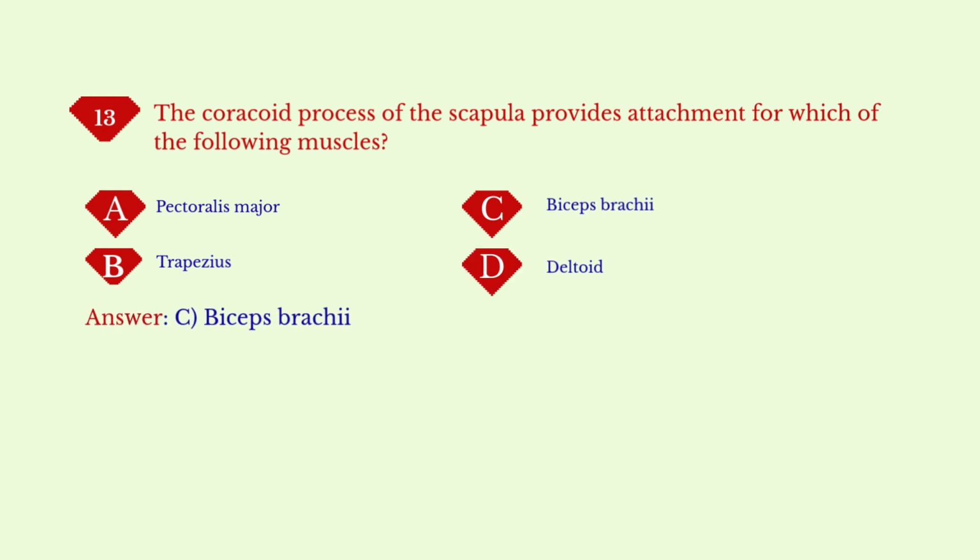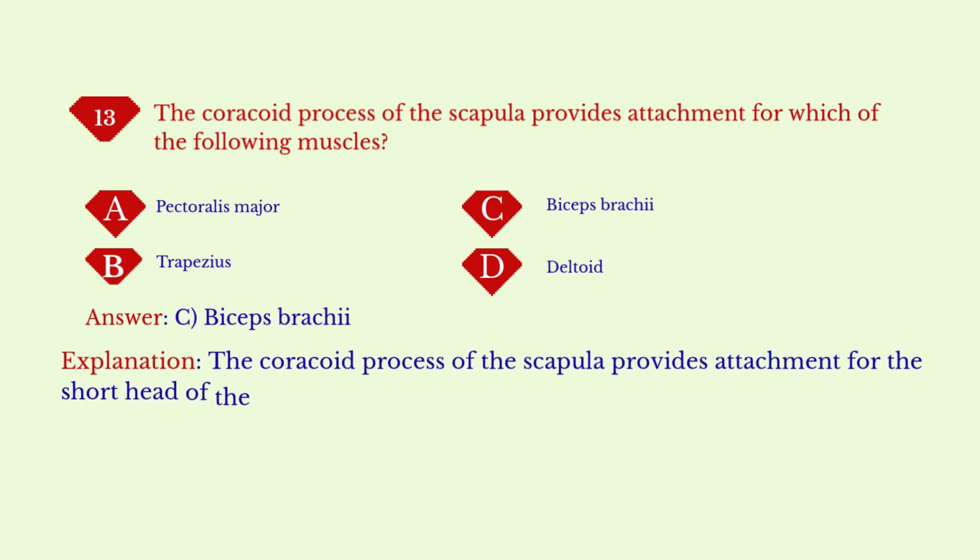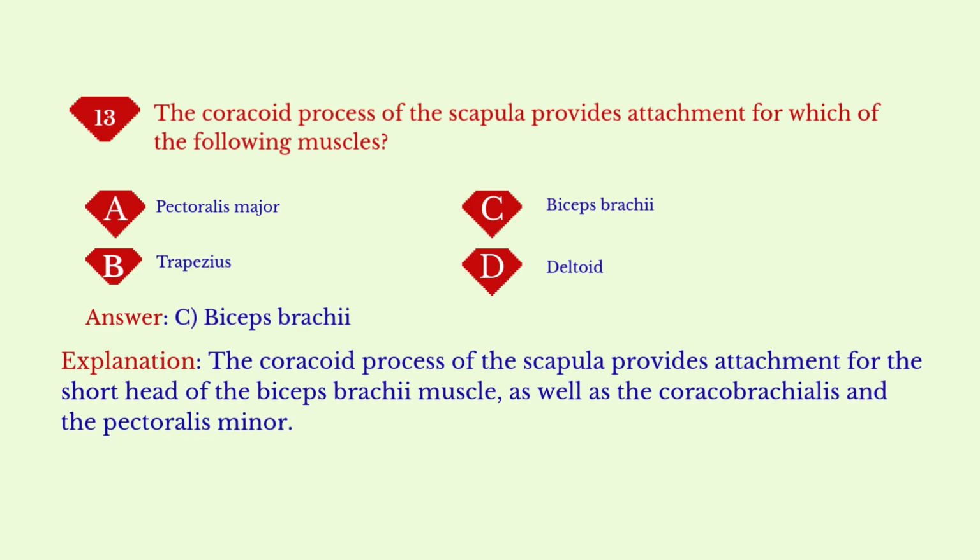Answer: C. Biceps brachii. Explanation: the coracoid process of the scapula provides attachment for the short head of the biceps brachii muscle, as well as other muscles such as the coracobrachialis and the pectoralis minor.